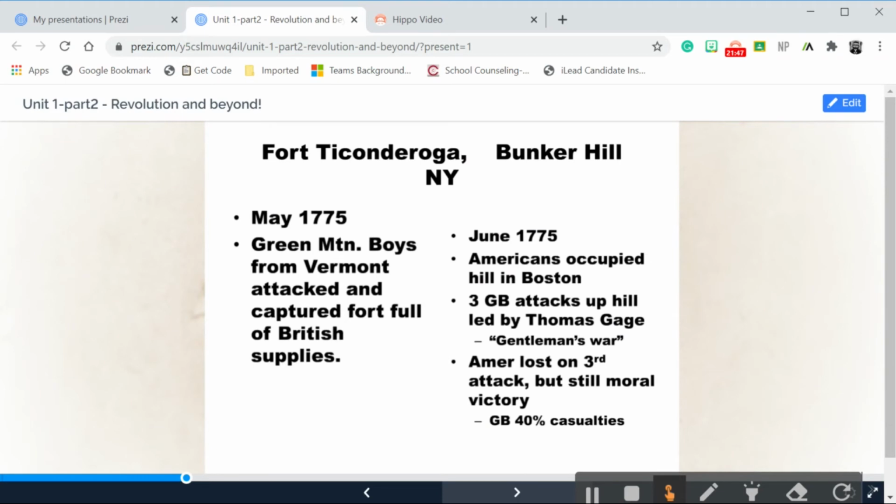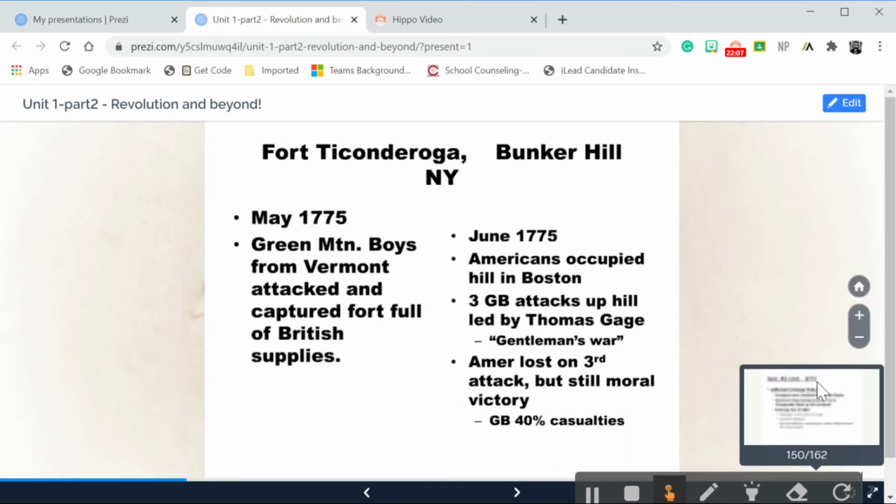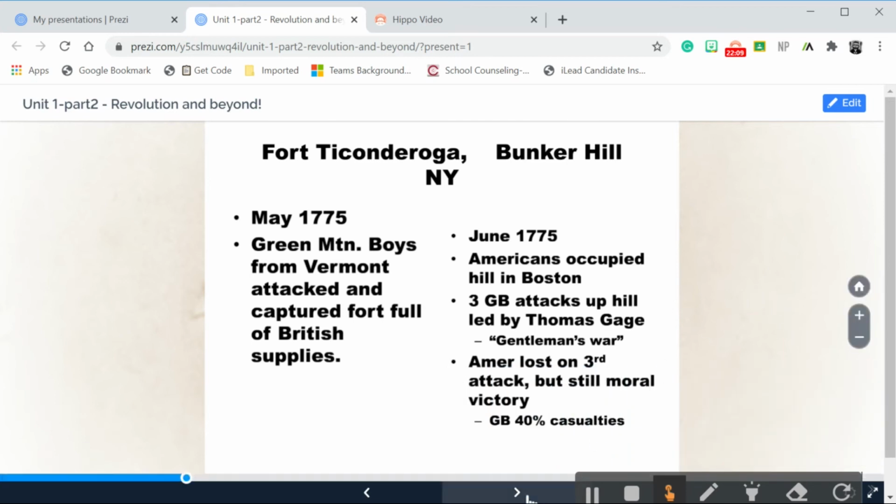So you have Fort Ticonderoga in New York. The Green Mountain Boys from Vermont attacked and captured the fort full of British supplies. And then you have Bunker Hill, which happened in June 1775. Americans occupied the hill in Boston. Great Britain made 3 attacks uphill led by Thomas Gage. This was called the Gentleman's War. Americans lost on the 3rd attack, but still, morale was a victory. About 40% casualties for Great Britain.